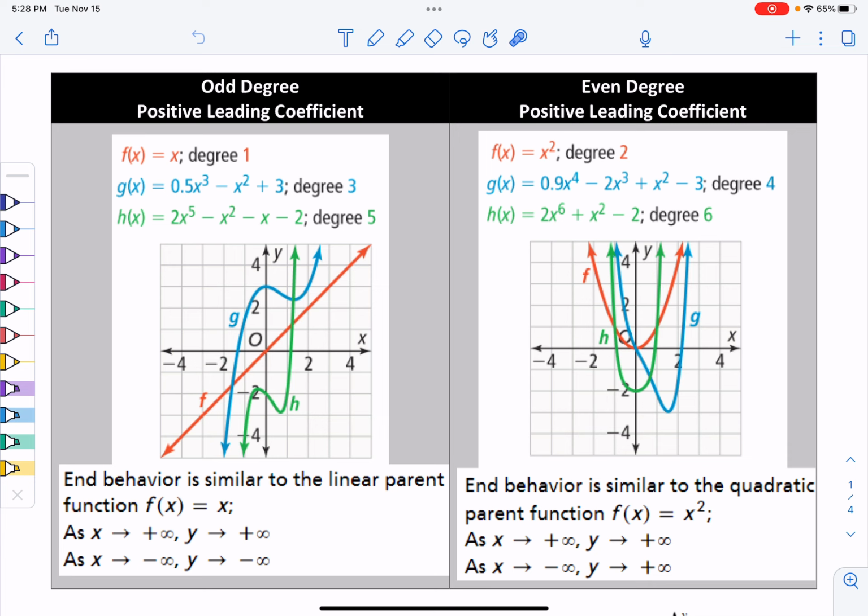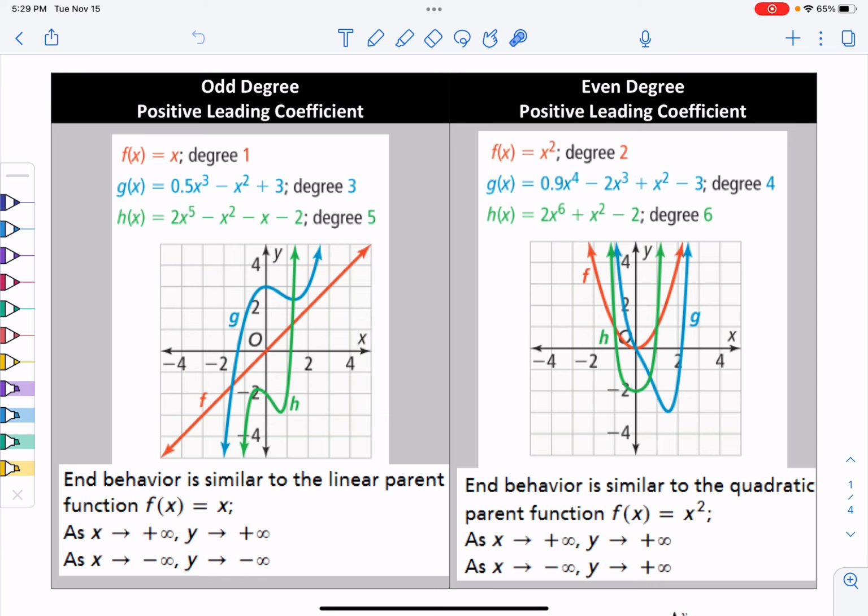Now, the other case here is an even degree polynomial, but with a positive leading coefficient still. You can think of it this way. Even degree is very similar to quadratic. We have a quadratic here, f of x equals x squared. If it has a positive leading coefficient, it's just going to sit pointing up, concave up. So as x goes in the positive direction to positive infinity, y is also going up to positive infinity. As we move along the graph, it just keeps going up. As x goes to negative infinity, y is going to positive infinity still. So here those signs don't match. Here they did. Here they do not.